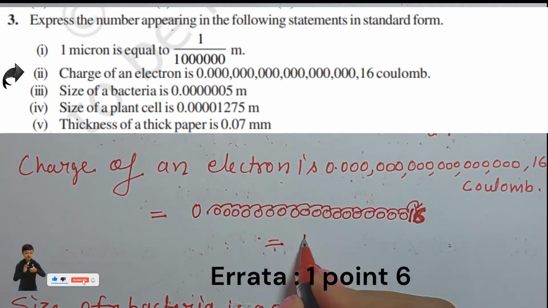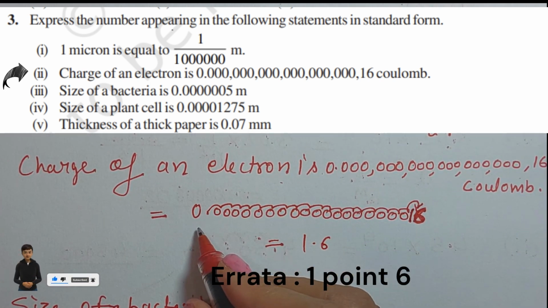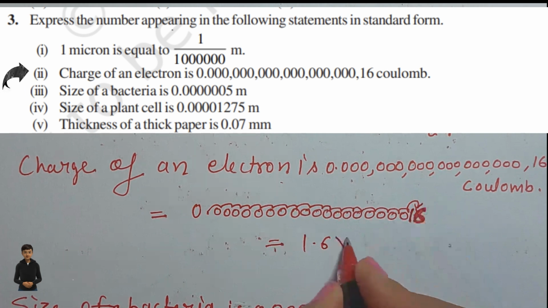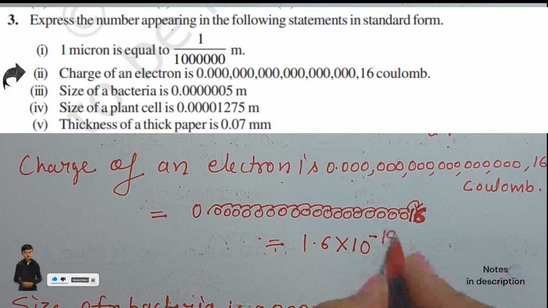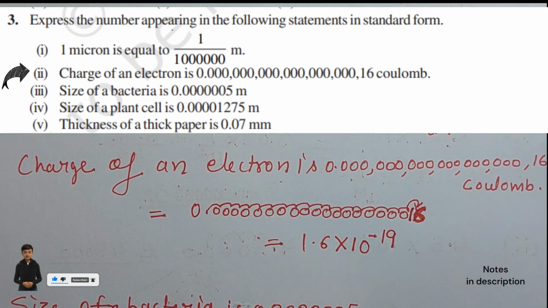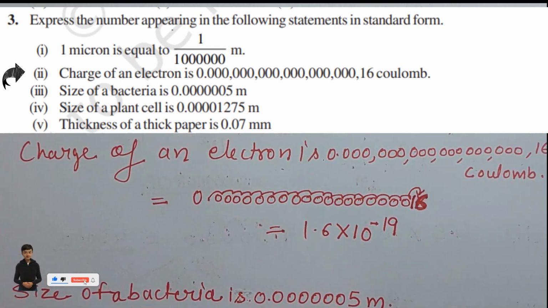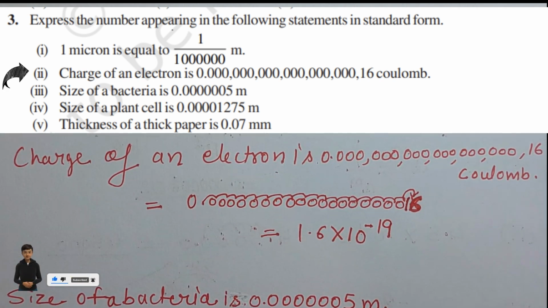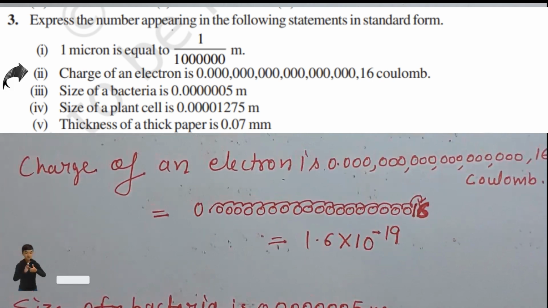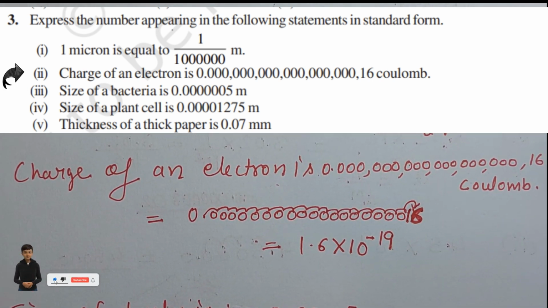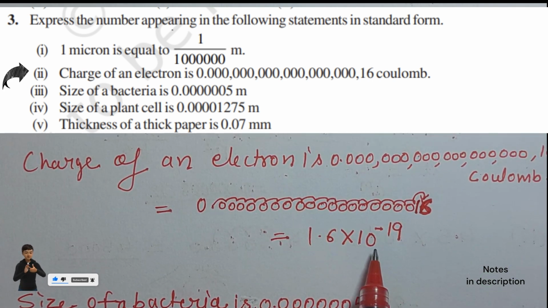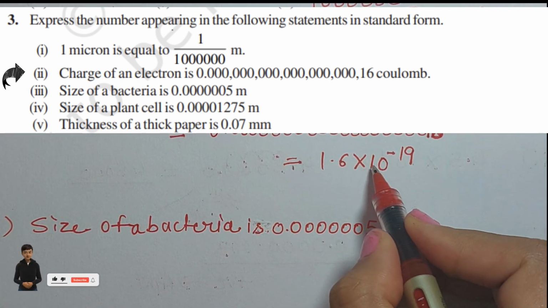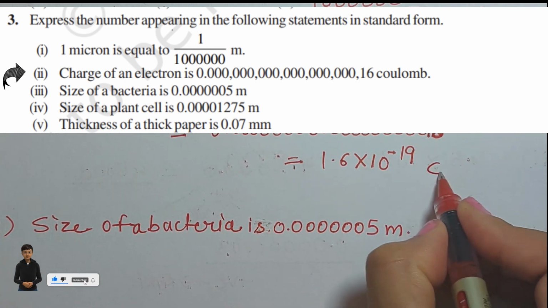So it will become 1.6. And if we are shifting to the right side, then the power will become negative, 10 raised to the power minus 19. Okay. If you are shifting to the right side, then the power will become negative, because we are dividing by these many zeros. So that's why this power is negative. You can write 1.6 into 10 raised to the power minus 19 coulomb.